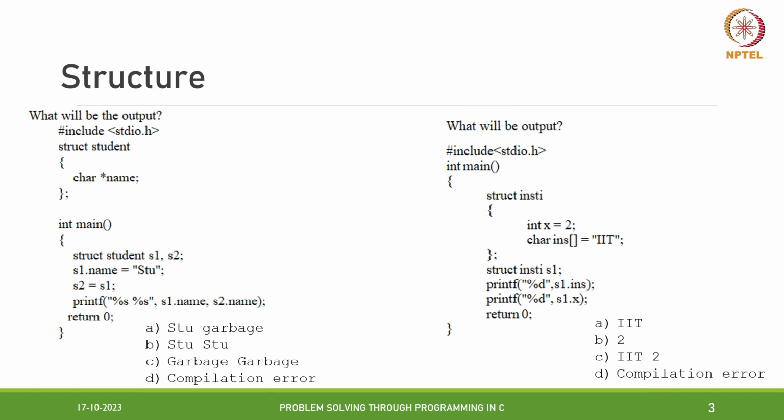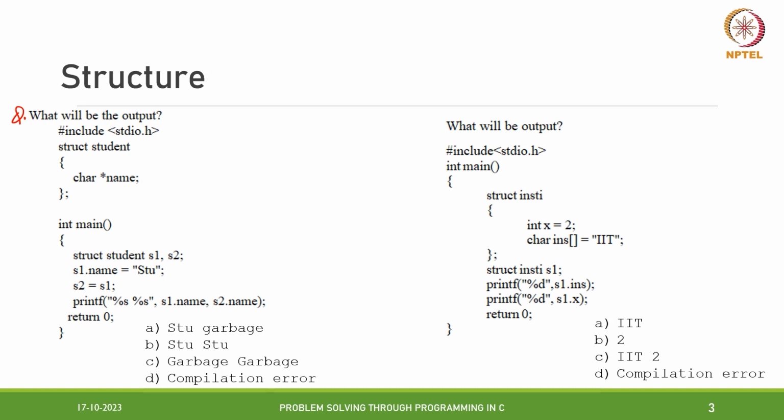Alright, now let's look at some more detailed questions on structures. Here we have a structure called student. This is the name of the structure, and it has only one component, which is a character pointer. When you define a character pointer, you have basically defined a string. You can store multiple character values there. So the structure student has one component, which is a string called name.